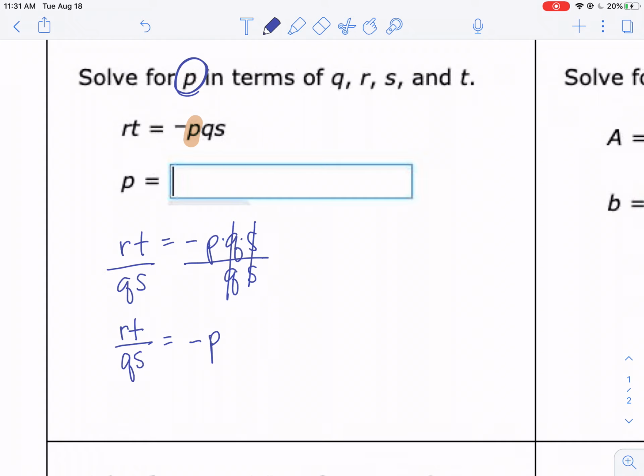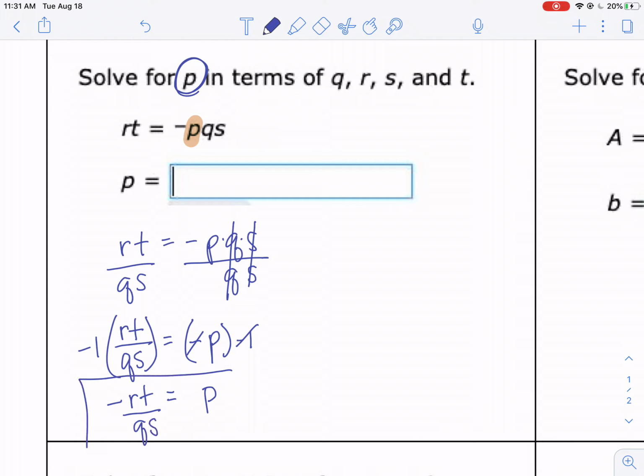All right, well, I don't want it to be negative, so I can either divide by a negative or multiply times a negative. Both of those situations will get rid of the negative and leave me with just P equals. And then negative 1 times all of that would just be negative RT over QS. So I have P by itself, all the other letters on the other side. That means that is what I'm going to put in here. On IXL, you should see a little fraction button. That's how you would put in the fraction. Awesome.